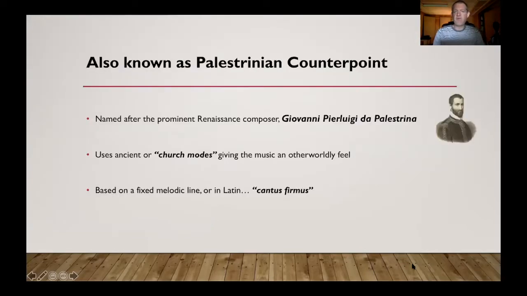Now, another name for species counterpoint is Palestrinian counterpoint. It was named after the prominent Renaissance composer Giovanni Pierluigi da Palestrina. Now, I love Italian very much, but I love that name even more. That's a $5 name. He was a composer of the Renaissance, as I said, which was a period of music that preceded the Baroque period in music.